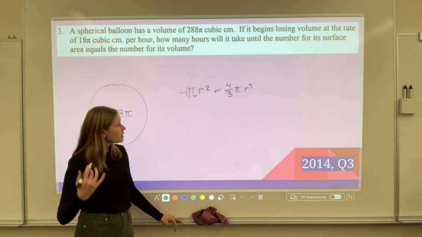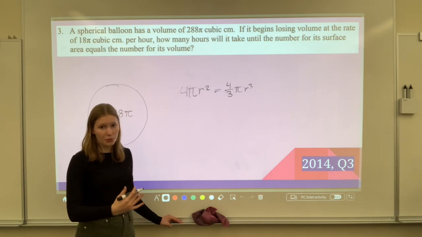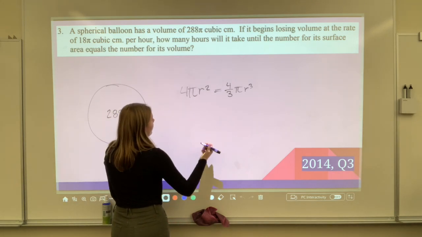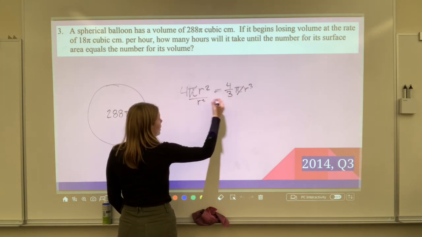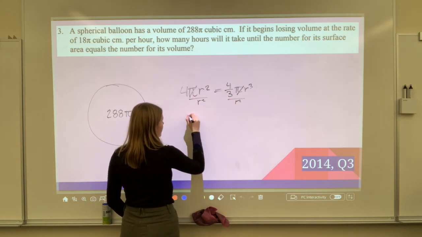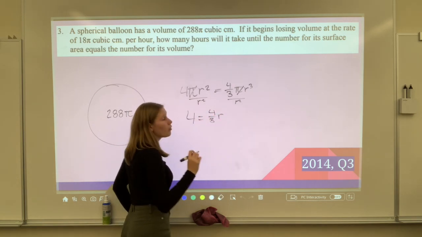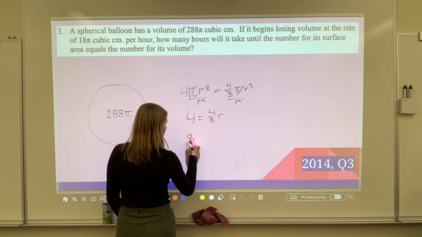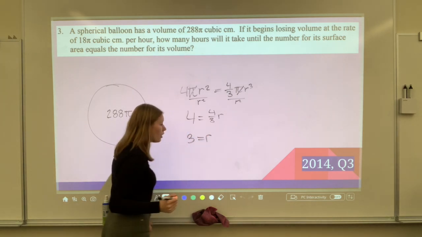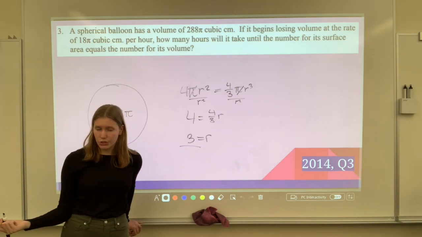And again, by doing this, we solve for our radius, which is when the surface area and volume are going to be equal. So pi cancels out on both sides. We can divide r squared from both sides, and so we get 4 is equal to 4/3 r. Multiply 3/4 on both sides, and we get that 3 is equal to r. So 3 is what we want our radius to be equal to.